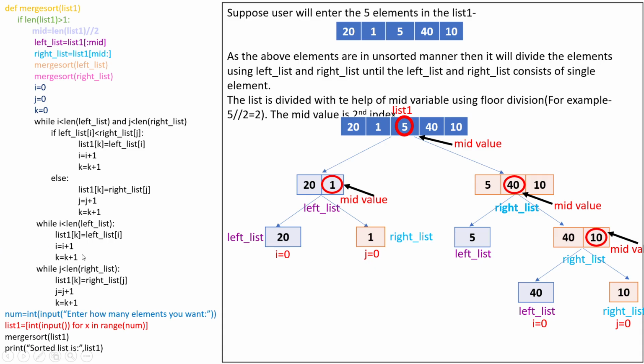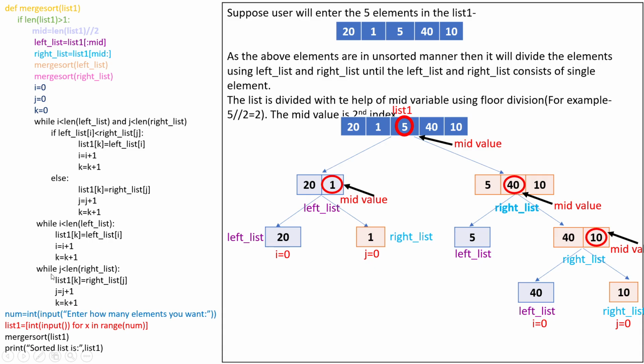Okay. Now over here again i will be incremented, i equals i plus 1. 0 plus 1, now i becomes 1. k is equal to k plus 1. Already k was 1, so 1 plus 1 it becomes 2. Now again it will go in the while loop. i, 1 less than length of left list. Left list consists of only one element. Is 1 less than 1? False. It will terminate this loop and come outside the loop.